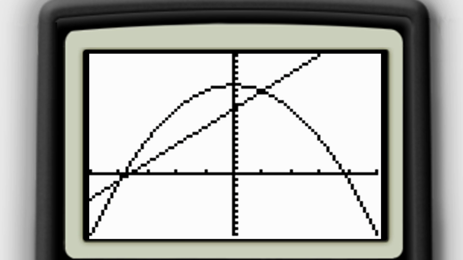And look, you see there are 2 curves. One of them is a parabola. Now, of course, the first graph should be a parabola. And the second one is a line because it's linear. And they do intersect at 2 points.